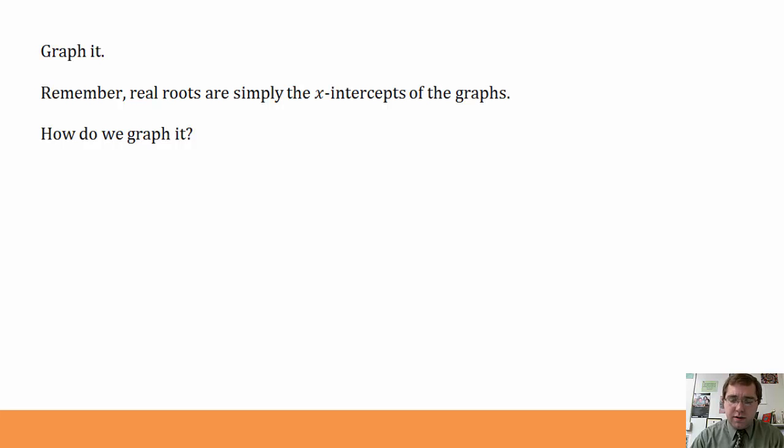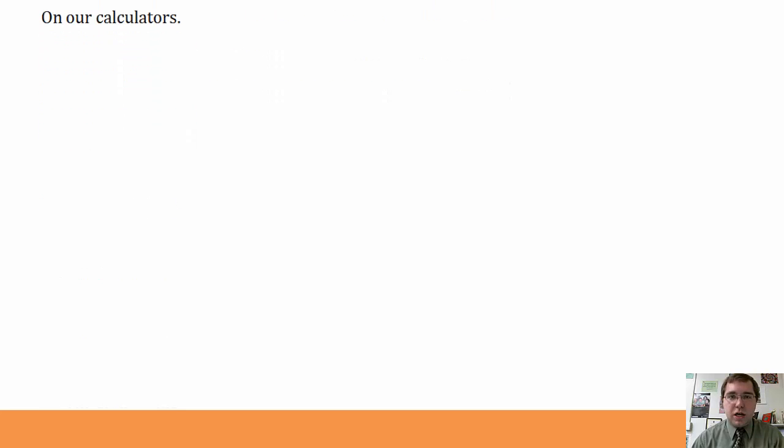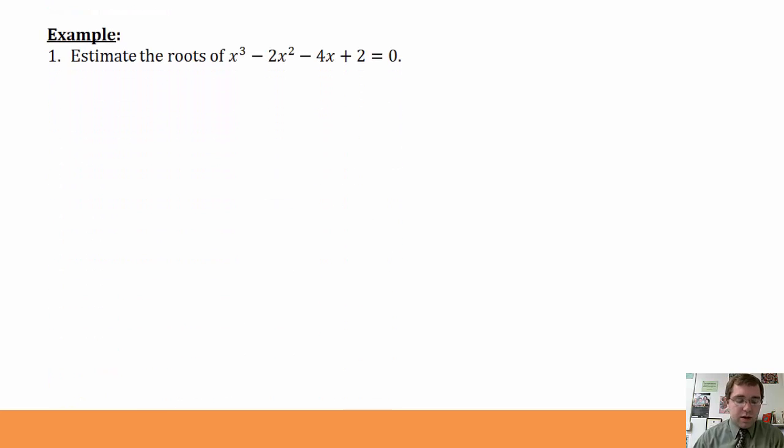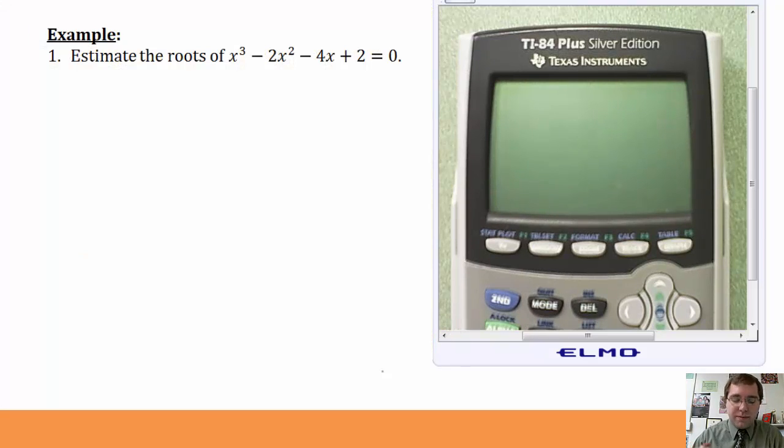So how do I graph it? On my calculator. For example, estimate the roots of x cubed minus 2x squared minus 4x plus 2 equals 0. I'll give you a few seconds to grab your graphing calculator and get it out, and you can do it with me. Oh wow, that was fast. It's almost as if you have the ability to pause time or something.